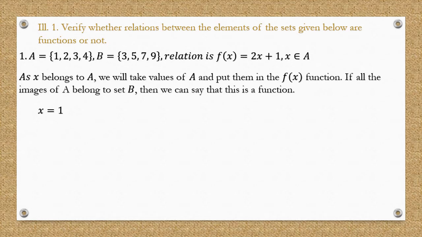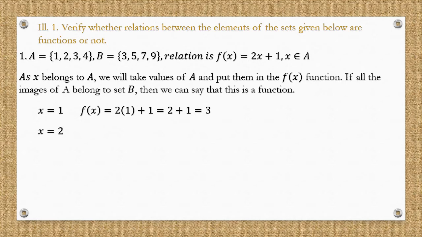So I will take x is equal to 1 and put that into 2x plus 1. So that would be 2 into 1, 2 plus 1, 3. As you can see, 3 belongs to B. So we are safe right now.